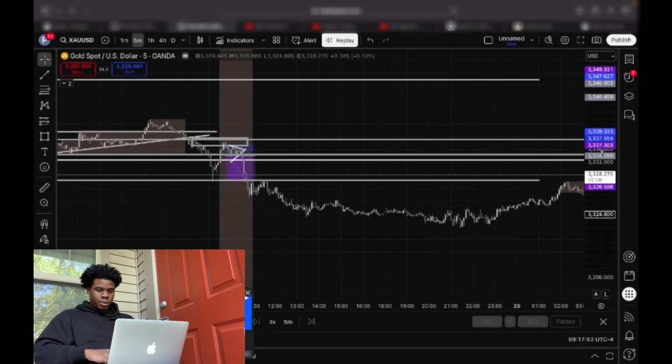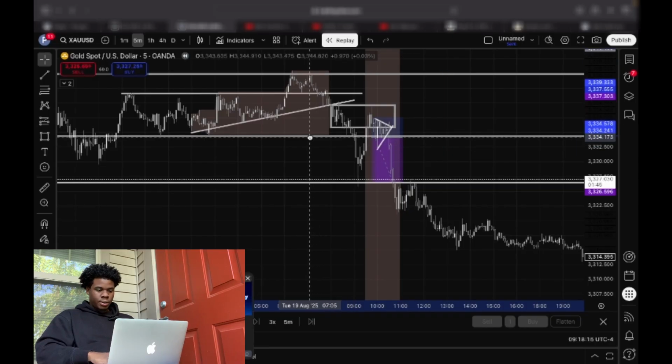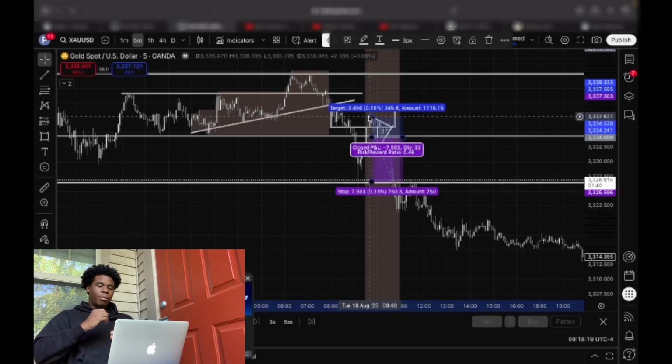What do we see? There's a little breakout right here, a 5-minute pre-session breakout. You guys can see this 5-minute pre-session breakout. Price went down, went up. And when it breaks out the pre-session levels, the highs and lows, it's usually a strong sign that price wants to continue trending in that direction.